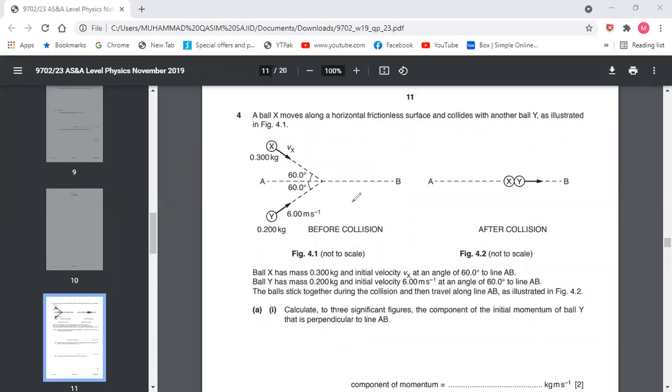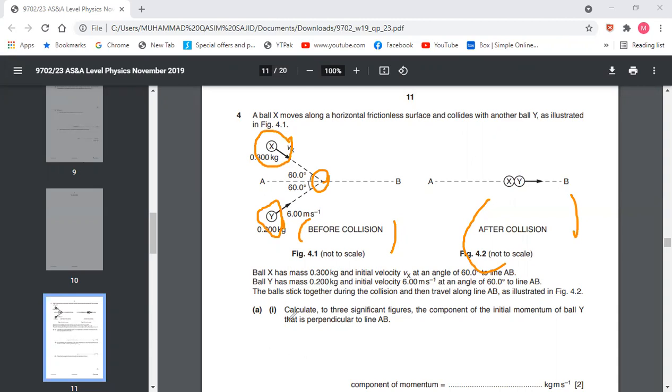Now for question number 4, a ball X moves along the horizontal frictionless surface and collides with another ball Y. So this is ball X and this is ball Y, and they strike at this point. This is basically before collision. Now after collision, this is the velocity that X is here and Y is the leading ball.